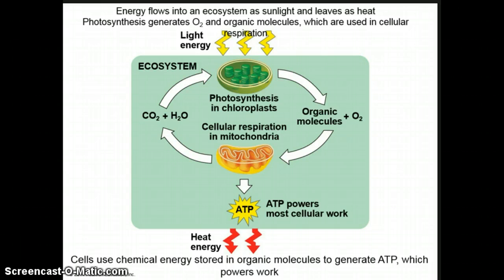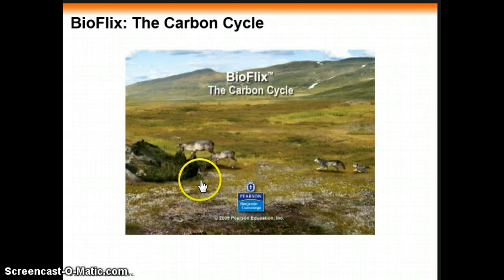Cells use the chemical energy that's stored in the organic molecules in order to generate ATP, which is how all work within cells and within a living organism is going to occur. So we'll look at, first of all, how carbon cycles through an ecosystem here.